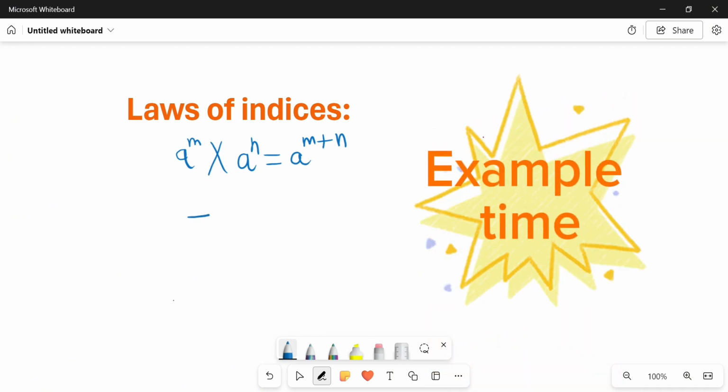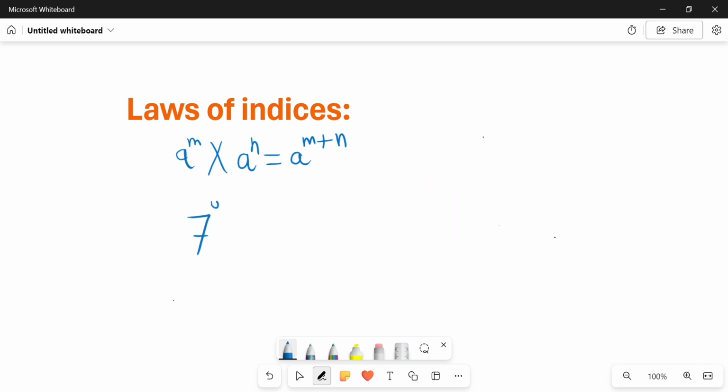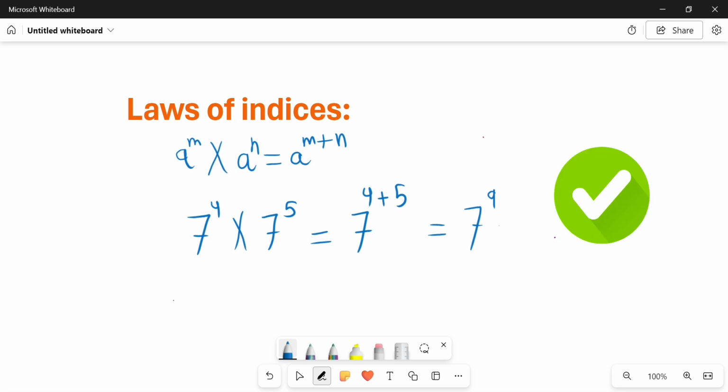Let's take an example of that. If we have 7 to the power of 4 times 7 to the power of 5, that's like 7 to the power of 4 plus 5. Since we have the same base, which is 7, and we have different powers or indices, we're going to add the powers. So it would be 7 to the power of 4 plus 5, and that's like 7 to the power of 9.